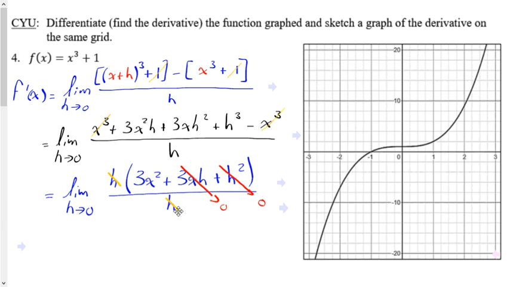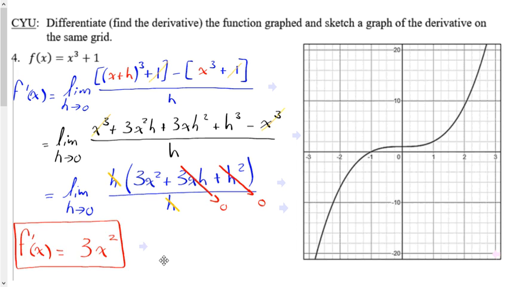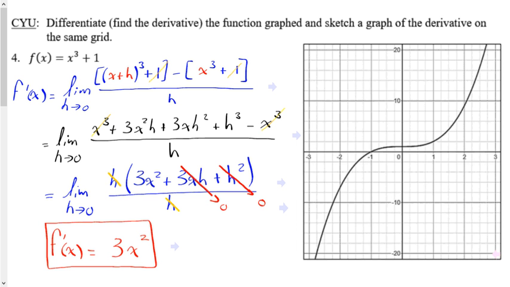Again, when I cancel out the h from the denominator, I still have a 1 down there, so it's not a 0. But then I have these two terms that had h's. Since I have h approaching 0, both of those terms go to 0. So what I get is my derivative function is equal to 3x squared.